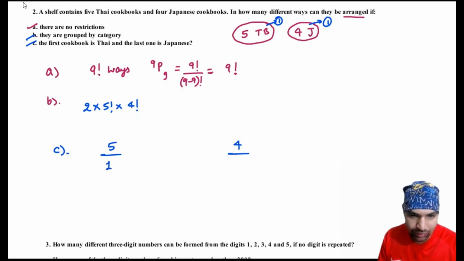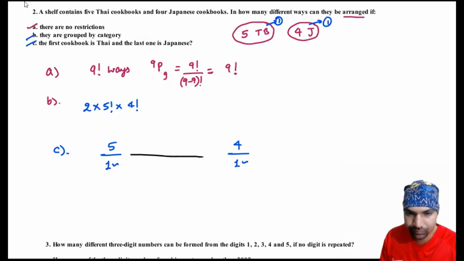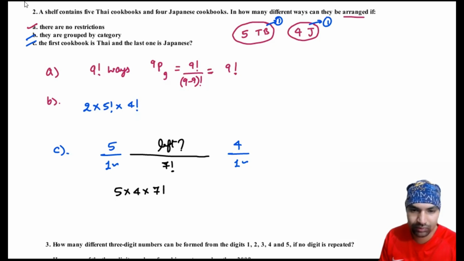So now one Thai book is already here and one Japanese book is already filled over here, right? So in the middle, how many are left? Total were 5 plus 4, 9. So left are 7. So they can be arranged in 7 factorial ways. So final answer 5 times 4 times 7 factorial.